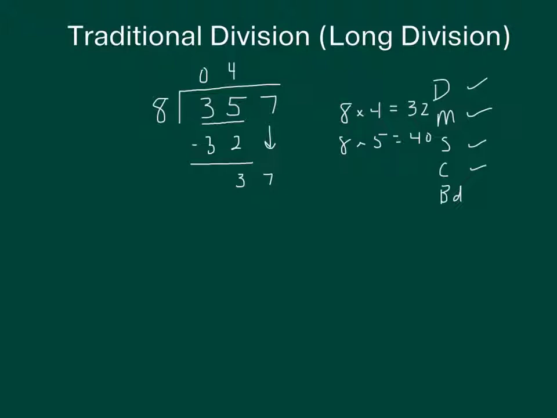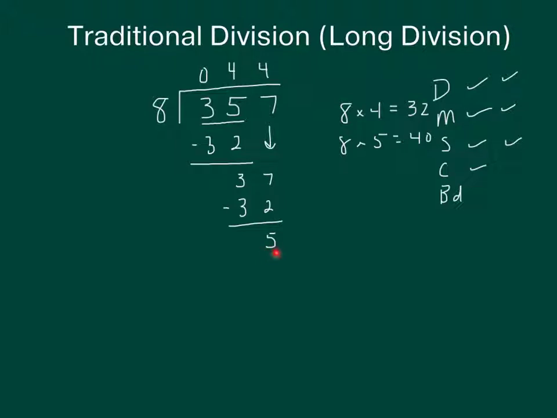So we'll go with this one. How many groups of 8 can I get from 37? Well, I can get 4. Then I do 4 times 8, which is 32. So I did my dividing, I did my multiplying, I'm ready to subtract. 37 minus 32 is 5. Then I compare. 5 is less than 8. There's nothing left to bring down. So I'm left with this.